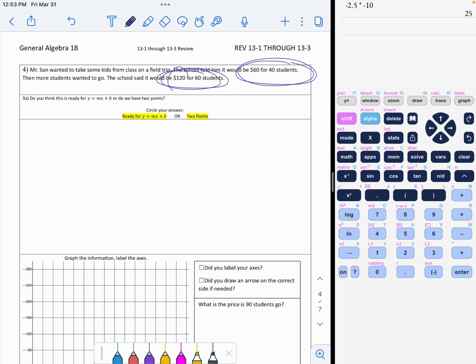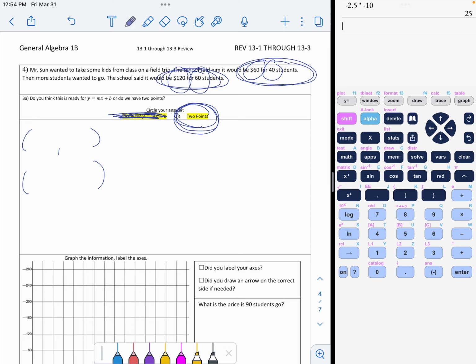Well, that is 4 pieces of information, 4 numbers. That's too much for y equals mx plus b, so it looks like I need to do 2 points. So the question is, what numbers go first? Do I do 60 comma 40 or do I do 40 comma 60? Well, that's a good question. What do you think is the determining factor?